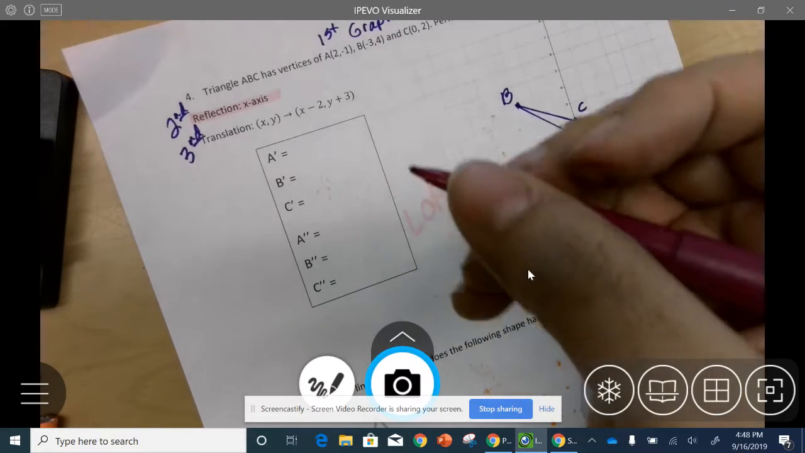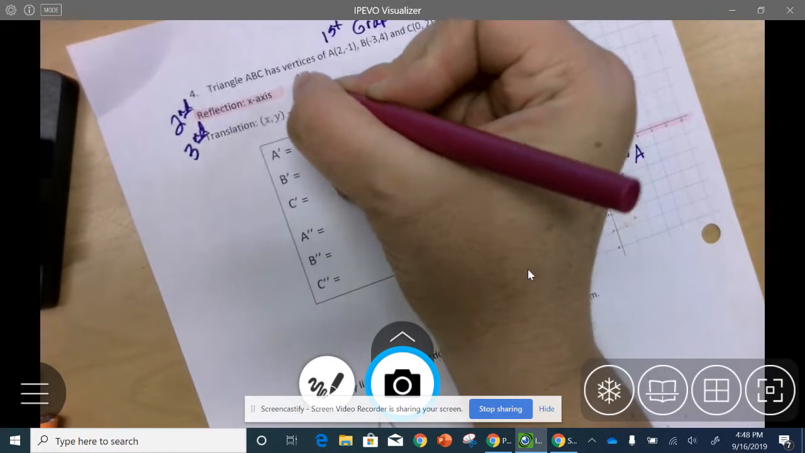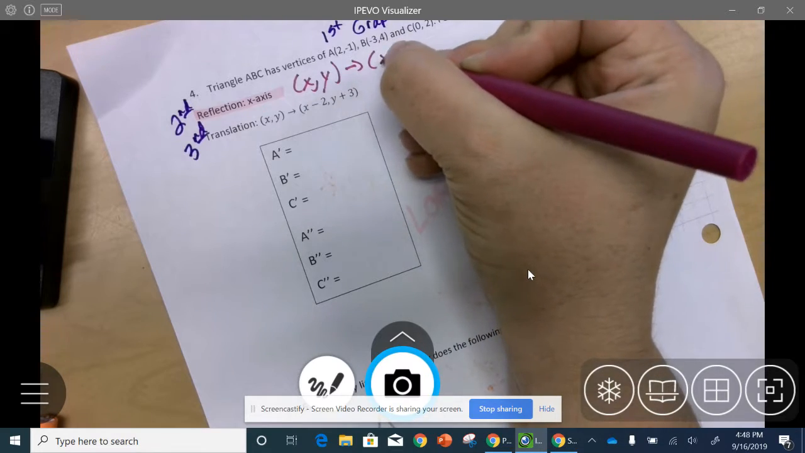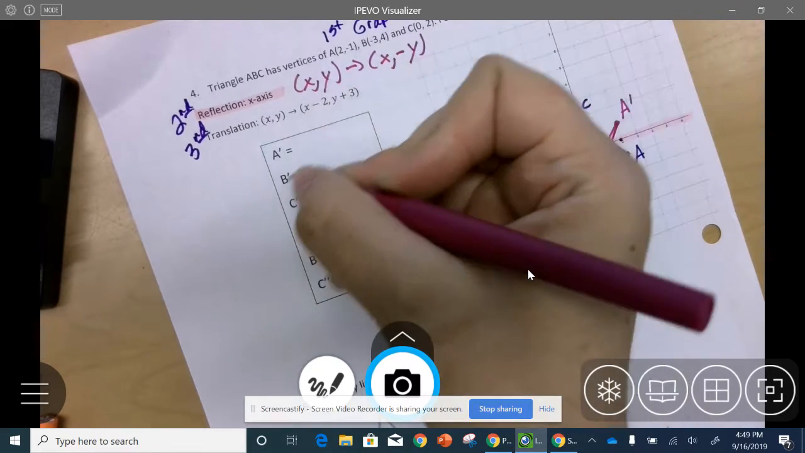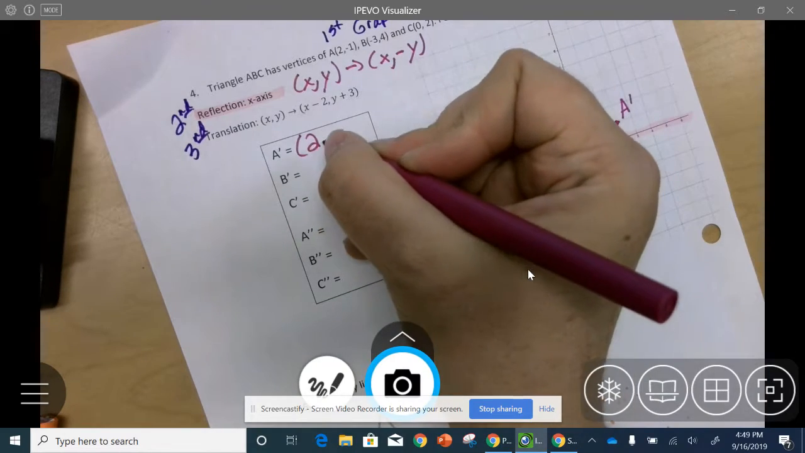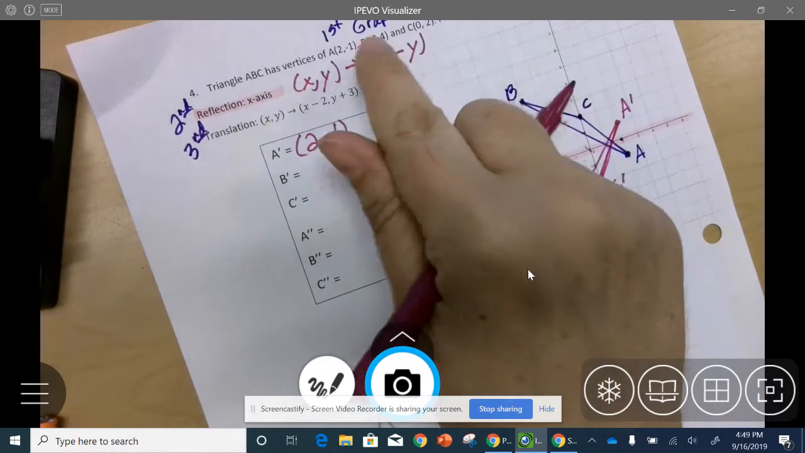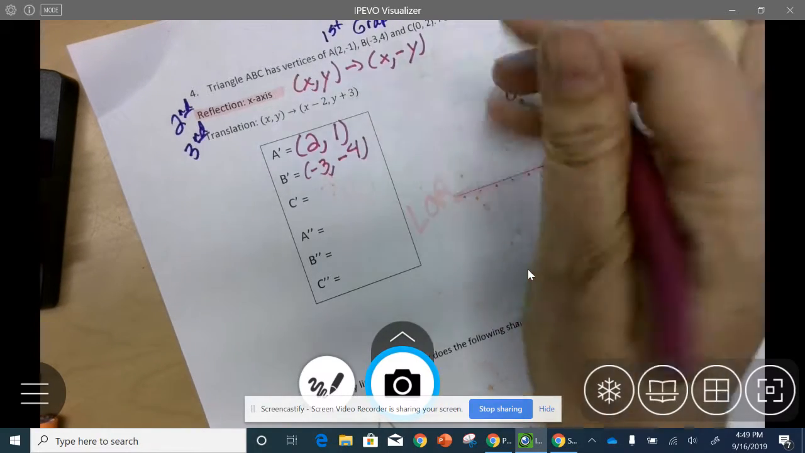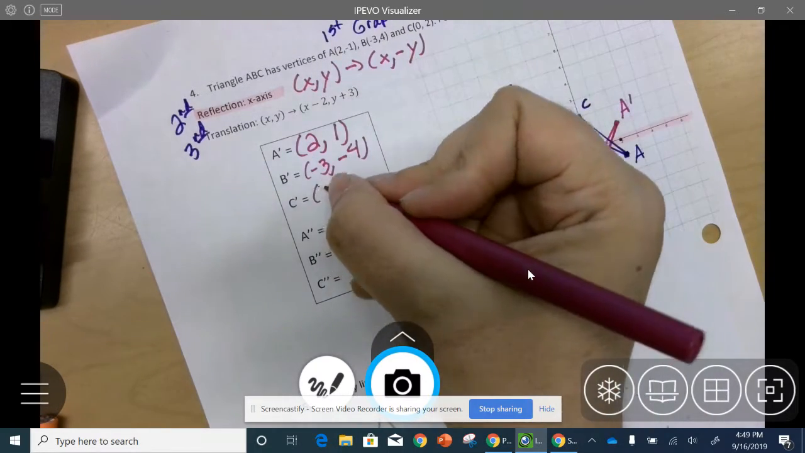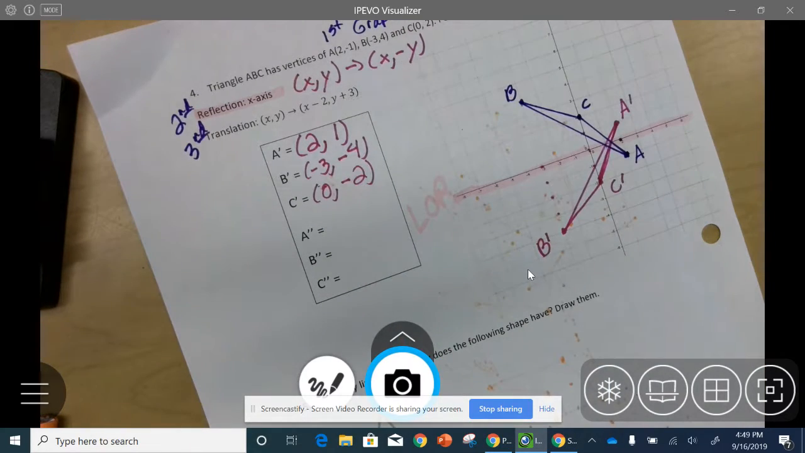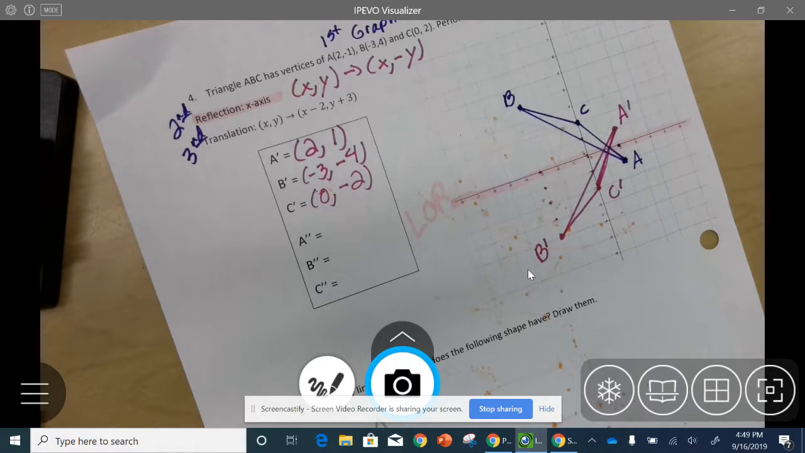So A prime is going to be, so x-axis, everybody, the rule for this one is the y coordinate changes signs. So A is going to become 2, +1. B is going to become -3, -4. C, 0 stays the same, and that's going to become -2. Okay, and then we're going to translate it. So now we need to go ahead and translate it.